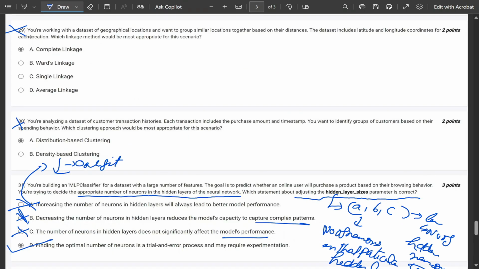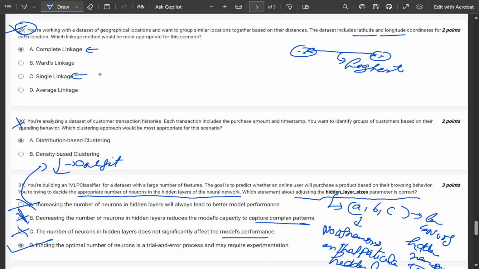The next question is question number 29, and this is an ambiguous question because it says latitude and longitude coordinates for each location. Which linkage method would be appropriate for this scenario? First you need to understand what complete linkage, single linkage, average linkage, and Ward linkage are. Complete linkage is if you have two clusters with data points, then the data points between the clusters, that means a point of one cluster to a point of another cluster, have the highest distance. If that is the case, then it's a complete linkage.